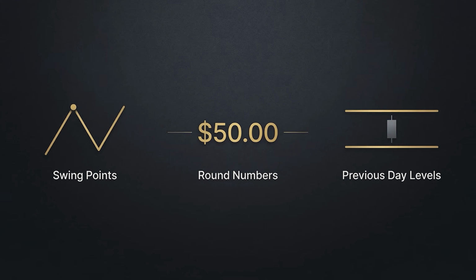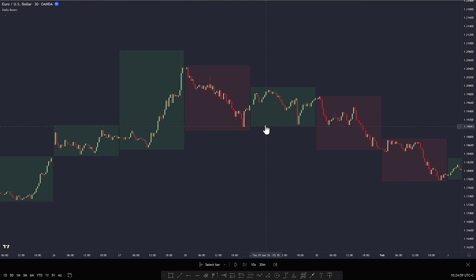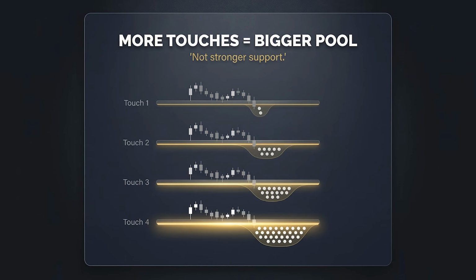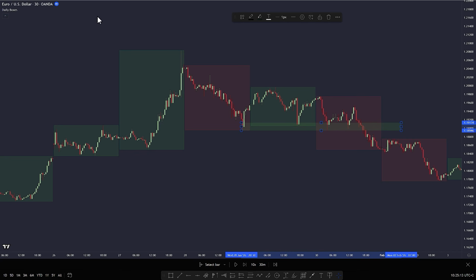So swing points, round numbers, previous day levels. But here's what most traders never figure out. Every touch on one of these levels makes it more dangerous, not less. The pools underneath are the ones that have been building longest. That's where we go next.